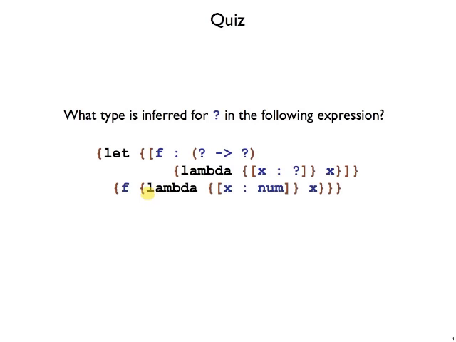Similar reasoning to last time, but this time instead of passing a number, we're passing a function from numbers to numbers. So num arrow num goes in place of each question mark. This is num arrow num, this is num arrow num, and the result is num arrow num.